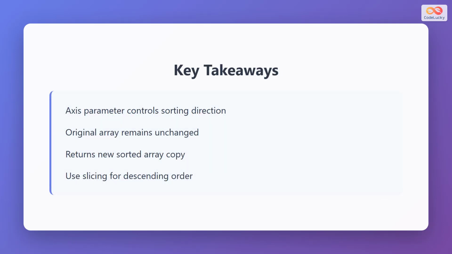Let's review the key points. The axis parameter controls which direction the sorting operation moves through your array. The original array always remains unchanged when you call sort. NumPy returns a new sorted array copy, preserving your original data. And remember, to sort in descending order, use slicing with -1 after sorting. With these techniques, you can handle complex sorting operations on multi-dimensional arrays efficiently.